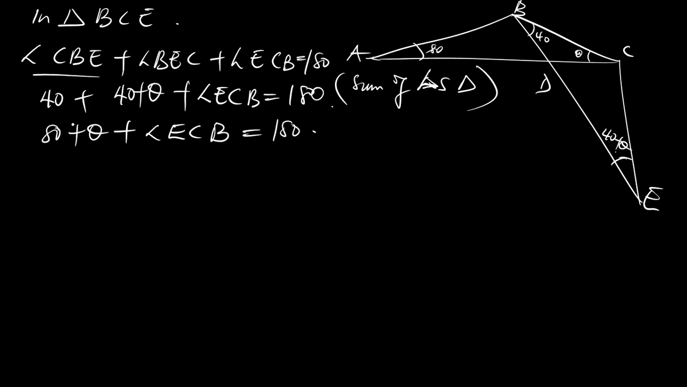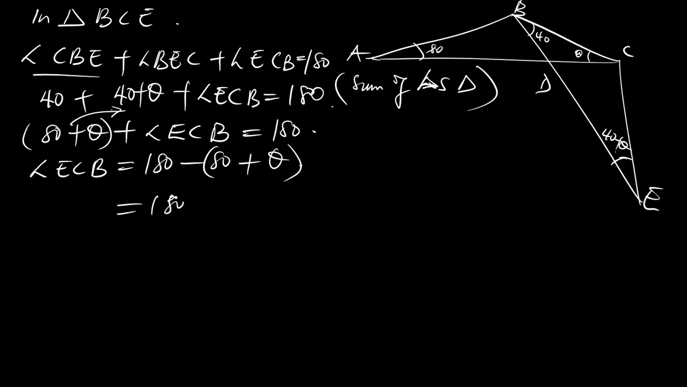So now moving the whole of this to the other side, you now have angle ECB equal to 180 minus 80 minus theta. Or you can say in brackets like this, 180 minus 80 minus theta. So this is the same thing as 100 minus theta. So angle ECB is equal to 100 minus theta. So we have here to be 100 minus theta.